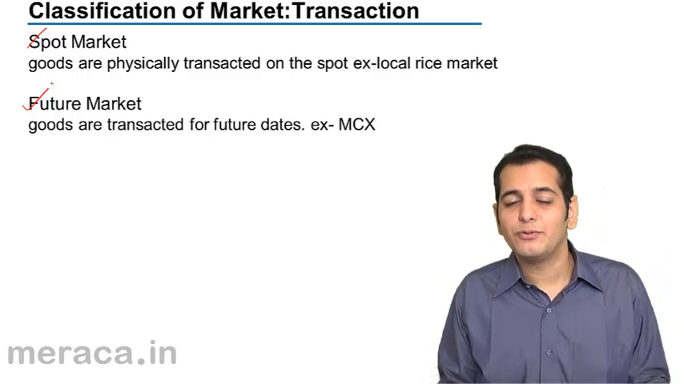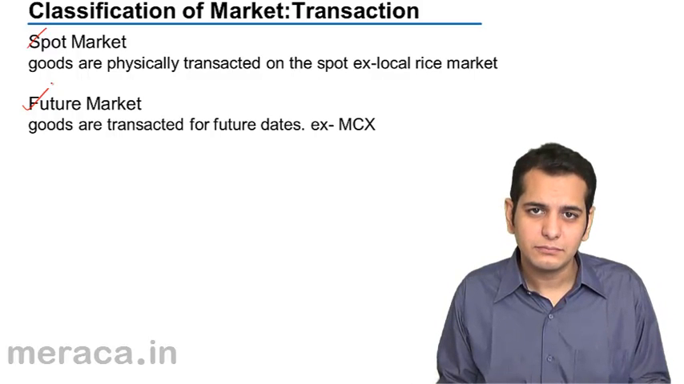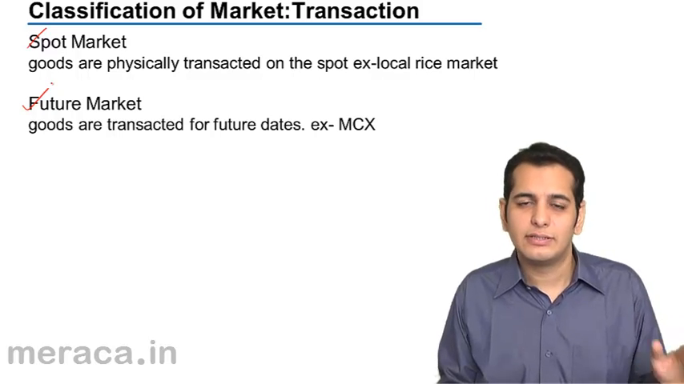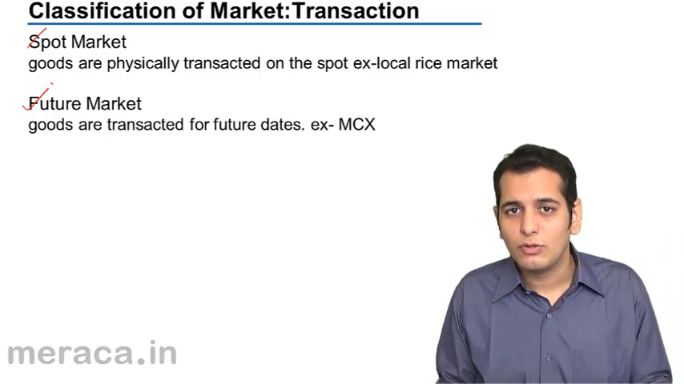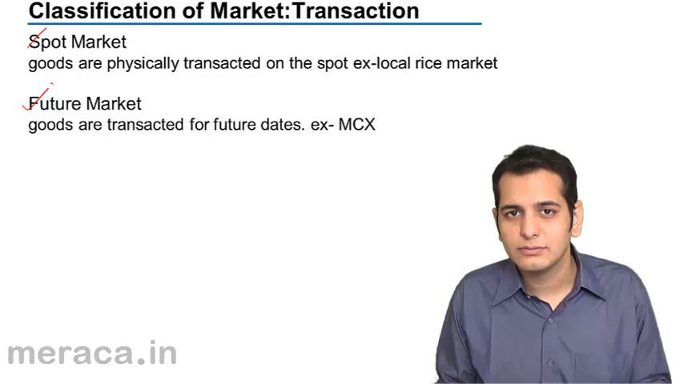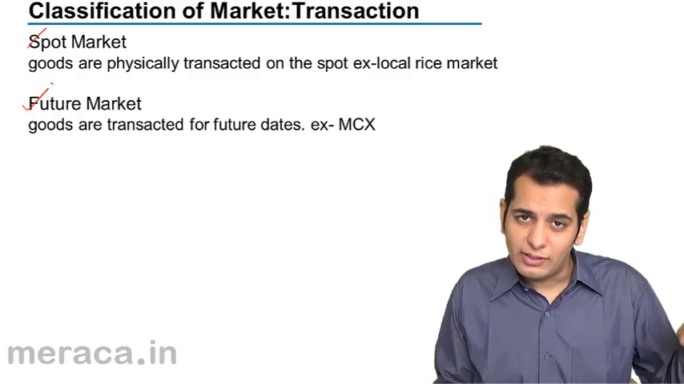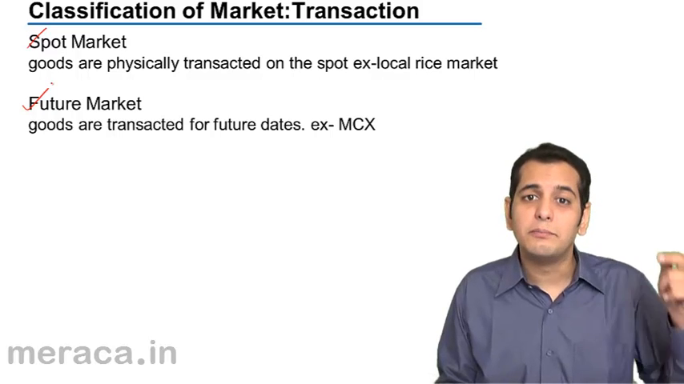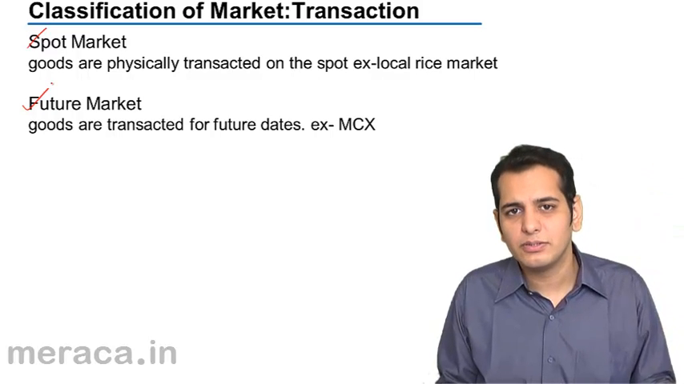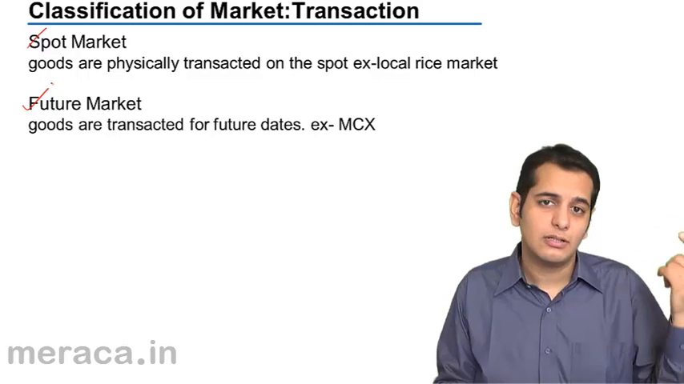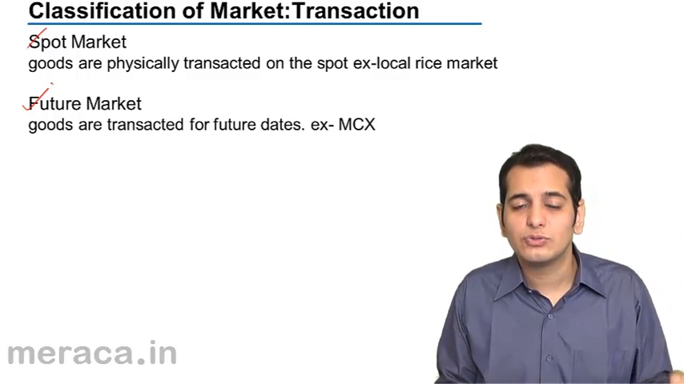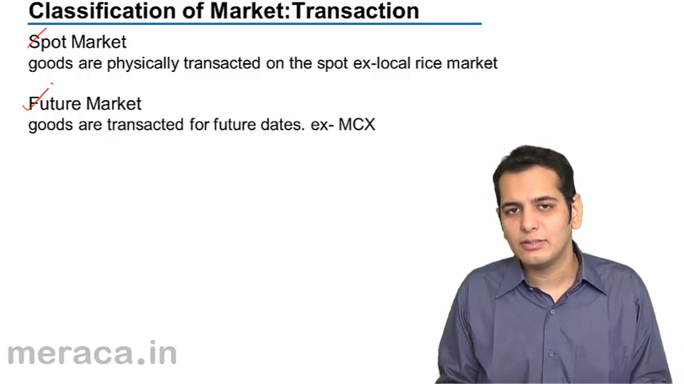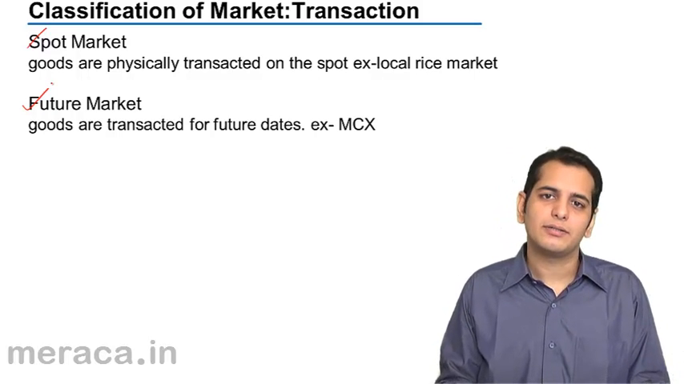In the same way, you transact for commodities. You transact for the futures of commodities, let's say futures of gold or futures of gas. You transact today to purchase gas which will be delivered after 6 months, which will be delivered after 9 months. So such a market wherein the delivery happens at a future date is called a future market.